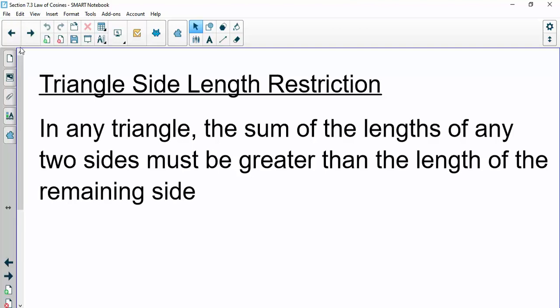In any triangle, the sum of the lengths of any two sides has to be greater than the length of the remaining side. So this is just a fact that is always true. If you add up any two sides, that will be bigger than the third side. This is just kind of a tidbit that comes into play with this formula.